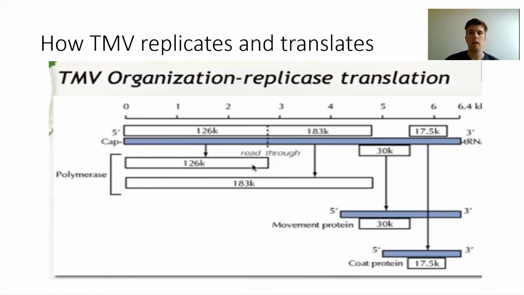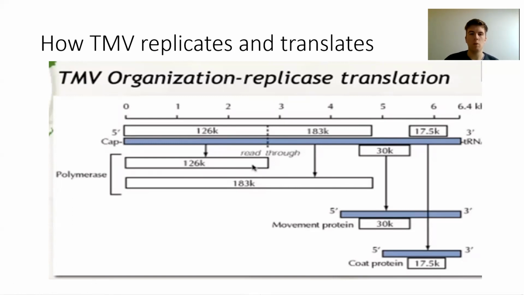So TMV replicates and translates. There are 2 ways to get around these problems. The first, where it says read through, is a leaky stop codon, which normally will stop once the translation hits the 126K, the molecular weight of the polymerase being produced. However, 10% of the time it's able to leak through to complete and make the 183K, which is the molecular weight of the longer polymerase. Instead of just making the 126K, it's able to go all the way through and create the 183K.